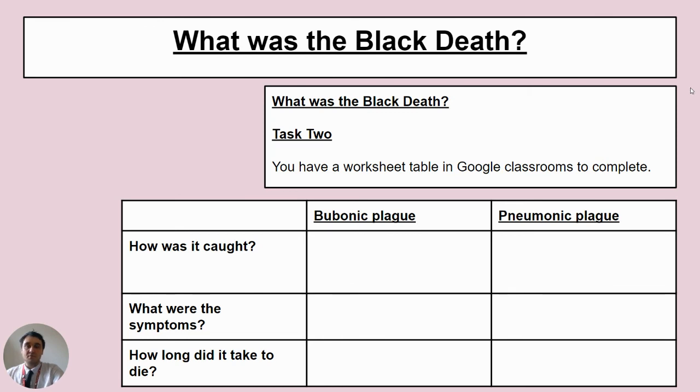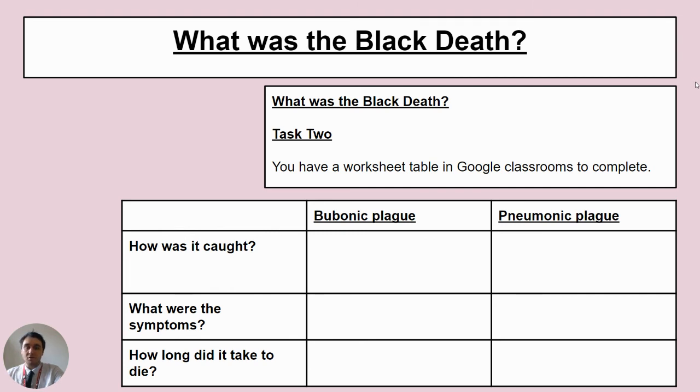Okay, so now we start to look at the different symptoms. I'd like you to show me you've understood these. So task 2, can you load up the worksheet in Google Classrooms? You've got a table here for the bubonic plague and the pneumonic plague. And all I'd like you to do, please, is tell me, how was it caught for each of these? What were the symptoms? And how long did it take to die?